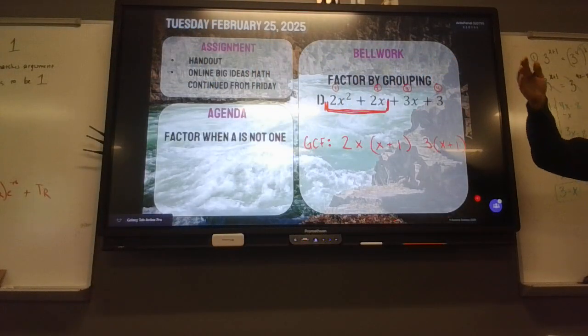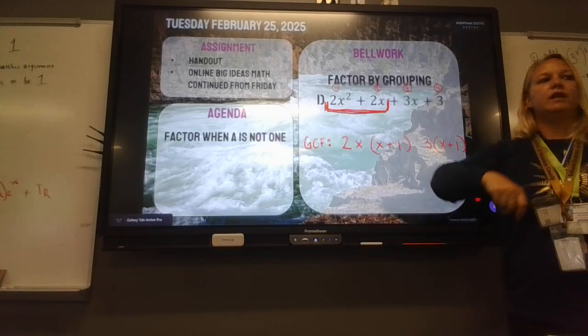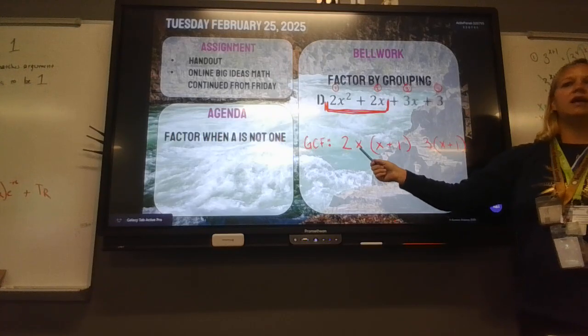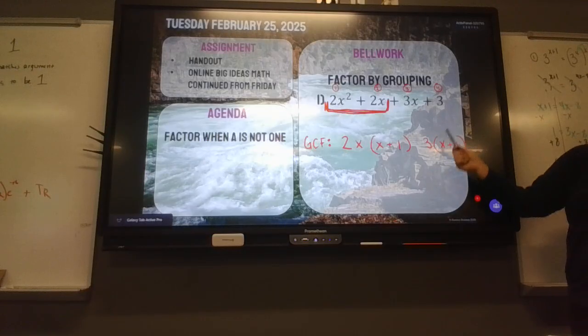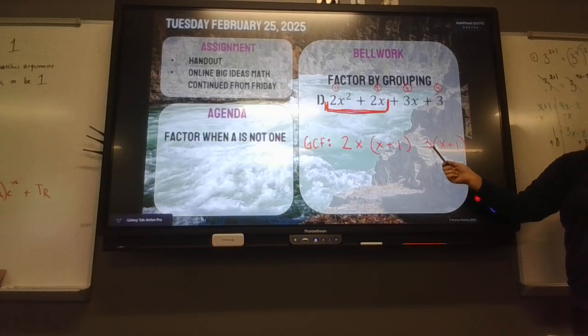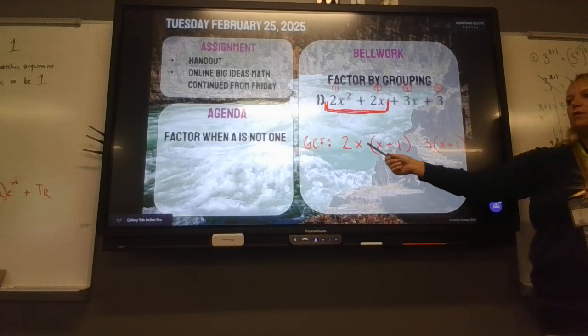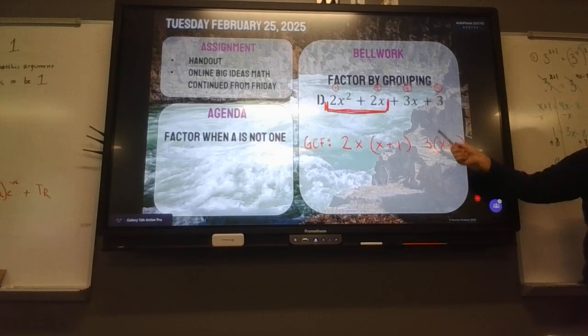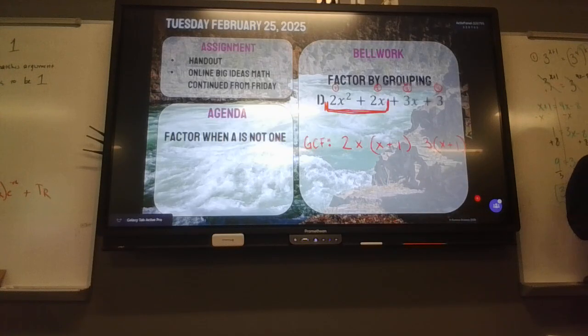So, Kaden pointed out something that we didn't really point out yesterday. In the first two here, the GCF had an x, whereas the second two, it only has a number. Since this last term is a constant, it doesn't have an x. The GCF didn't have an x with it. So we were able to divide out a 2x out of the first group, and out of the second group, we could only take 3.